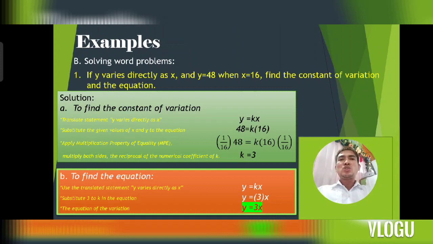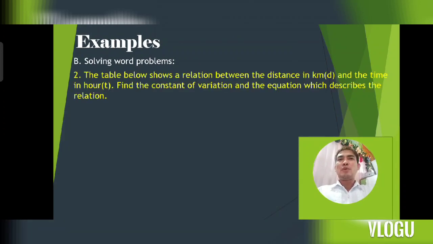To find the equation, use the translated statement y varies directly as x, and that could be y is equal to kx. Simply substitute 3 for k in the equation. So therefore you would have y is equal to 3x, and that is our equation of the variation. Is that clear now? Alright, let's proceed to the second problem.